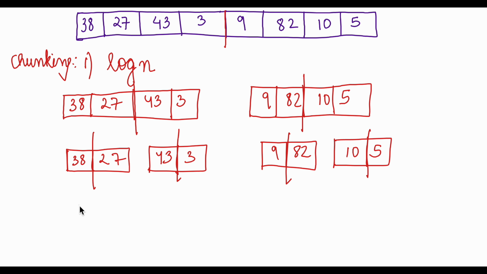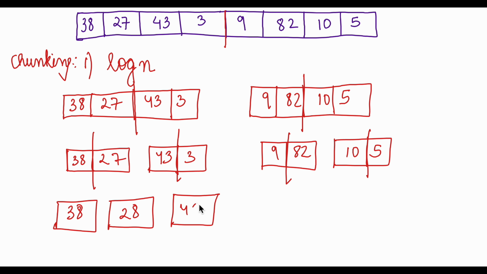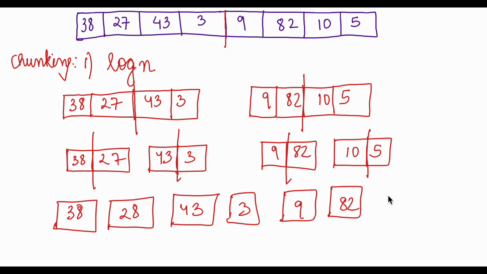So now once we split this, what will be left with: 38, 27, then we'll be left with 43, 3, this will be 9, 82, 10 and 5. This will be my remaining. So now I have completed the splitting part. My whole list has been split into individual lists of one element each.